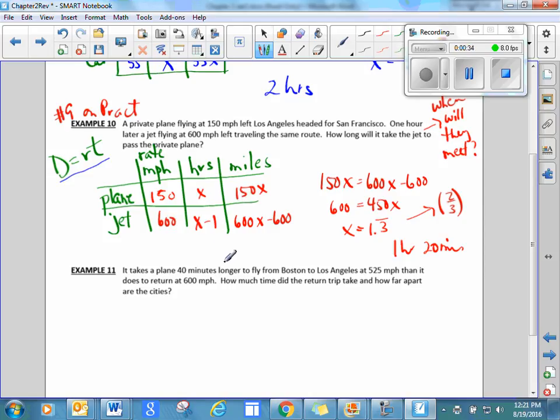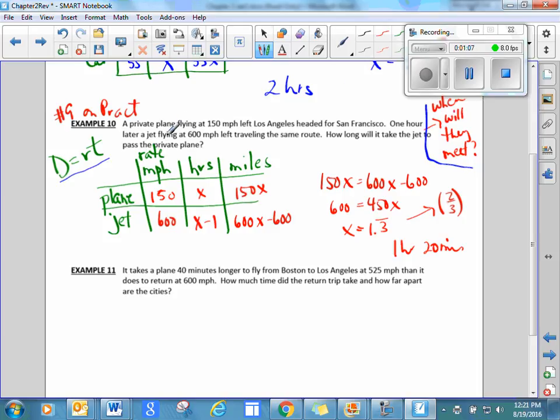You've got two different kinds of planes. One's a private plane and one's a jet plane. It gives you information about how fast they're going. It gives you information about when they left. And the question is, how long will it take the jet, who's going faster by a whole lot, as a matter of fact, how long will it take the jet to pass the private plane? In other words, in how many hours are they going to meet? And then the jet is off to the races.